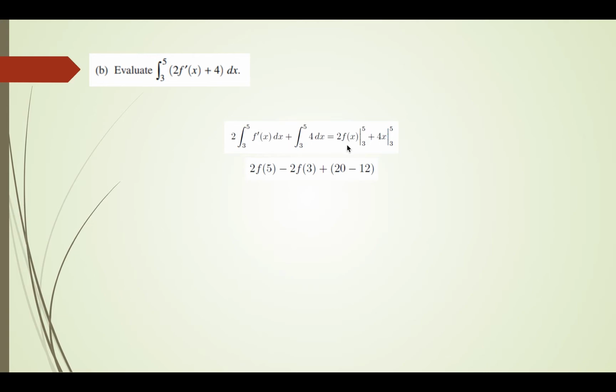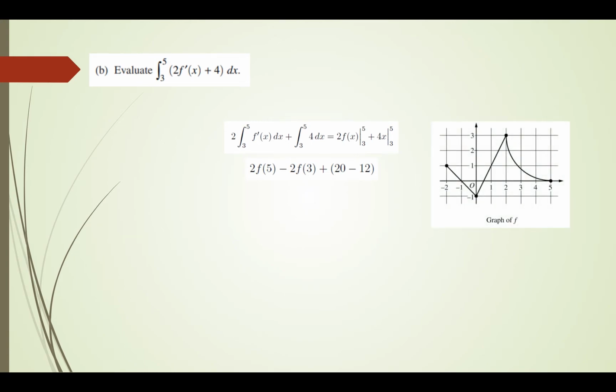If you plug in the 5 right here, you get 2 times f of 5, and then you subtract and plug in the 3, which gives you 2 times f of 3. And then plugging in 5 for x here gives you 20. You subtract and you plug in 3, which gives you 12. And so this part's easy. 20 minus 12 is 8. But in order to evaluate these two expressions, f of 5 and f of 3, we're going to need to go back to that graph that we were given originally.